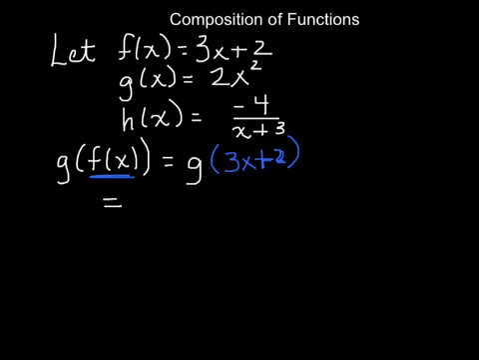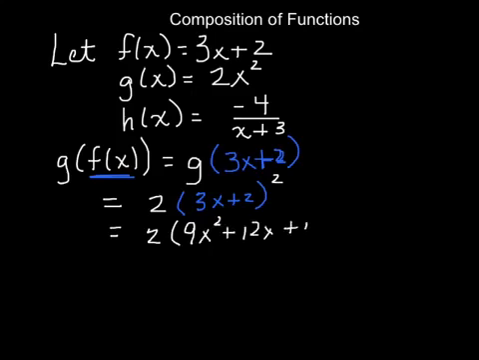So I have 2 times x squared, so 2, my x here is 3x plus 2, and I'm going to square that according to my g function. So I am now going to multiply 3x plus 2 squared, which gives me 9x squared plus 12x plus 4, and then distribute my 2 through, so 18x squared plus 24x plus 8.